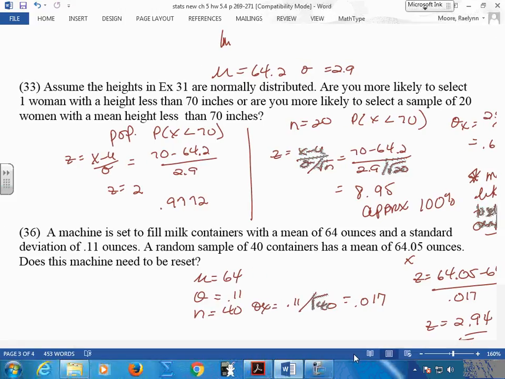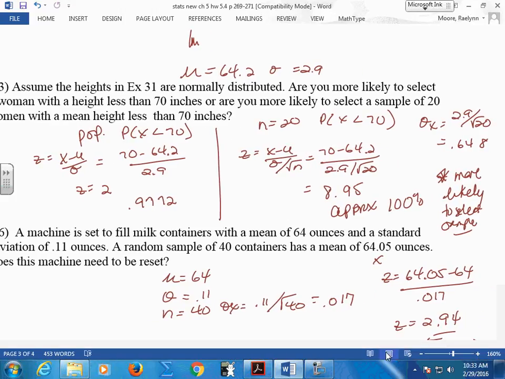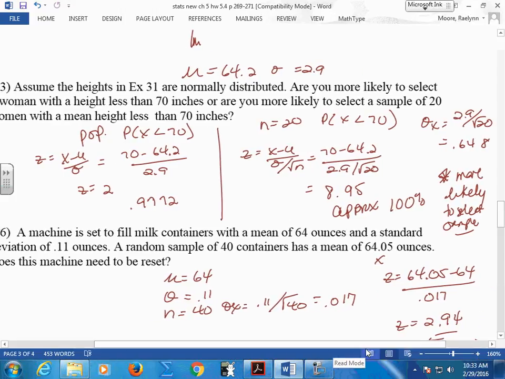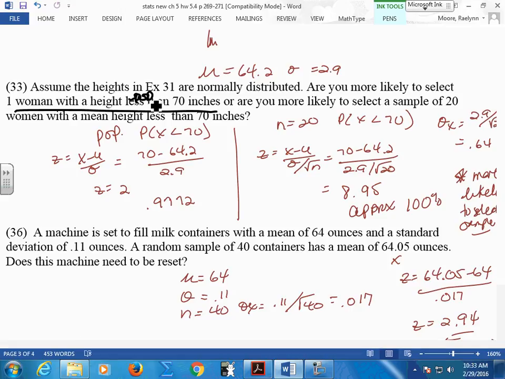33. Go back to example 31. Assume your heights are normally distributed again. Are you more likely to select one woman with a height less than 70 inches? I like these problems. This is your population. It didn't say from a sample. It said a random person from your population. So when you do this, you use the regular standard deviation. This is like example 6 that we did in your book.